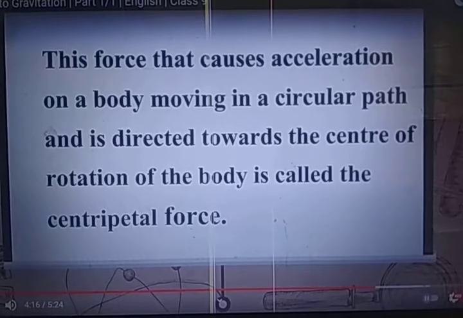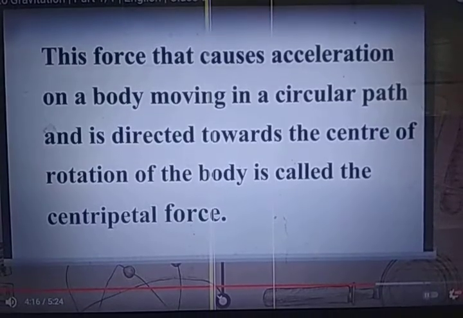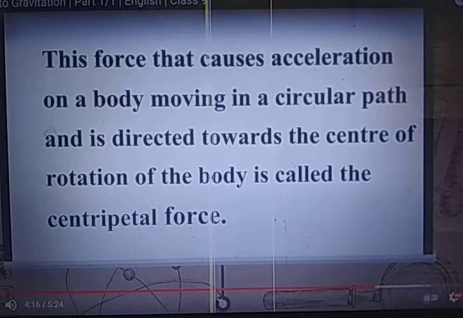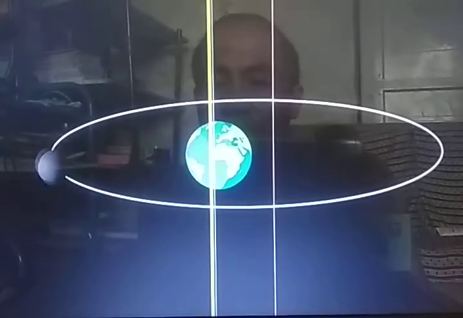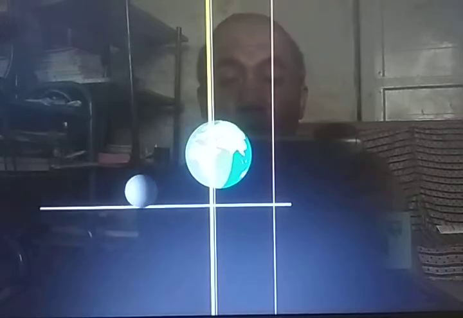Therefore, this force that causes acceleration on a body moving in a certain path, directed towards the center of rotation of the body, is called centripetal force. One example of centripetal force is the motion of the moon and the motion of the planets around the sun. Because of the centripetal force, the moon does not fly away.